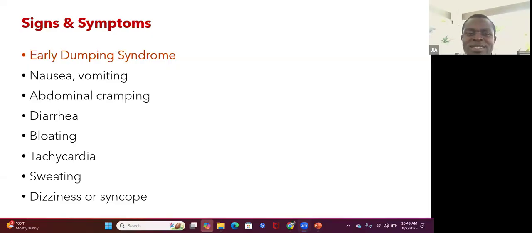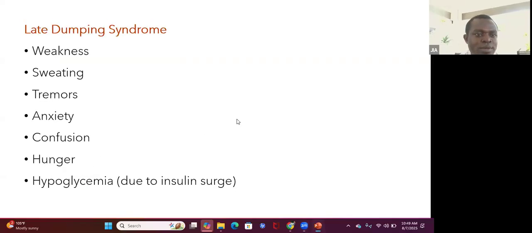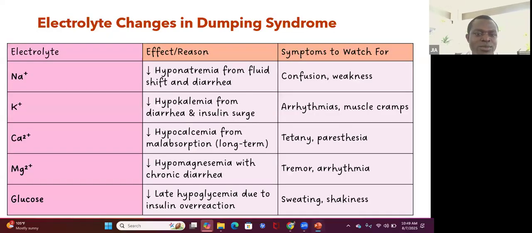So in short, early symptoms, think of what? Think of GI symptoms. Late symptoms, think of what? Hypoglycemia. All right. Let's look at what we have next. Apart from what is happening, there are some electrolyte issues that also go on. Please, with this one, pay attention carefully. Okay, it's very, very important. And I've made it easier here. Very colorful.